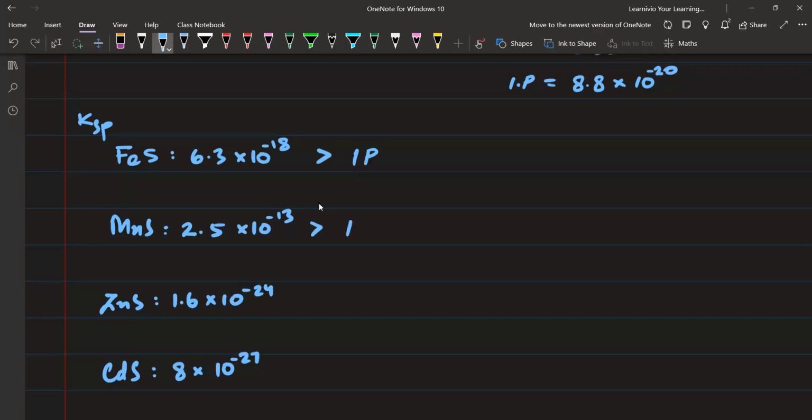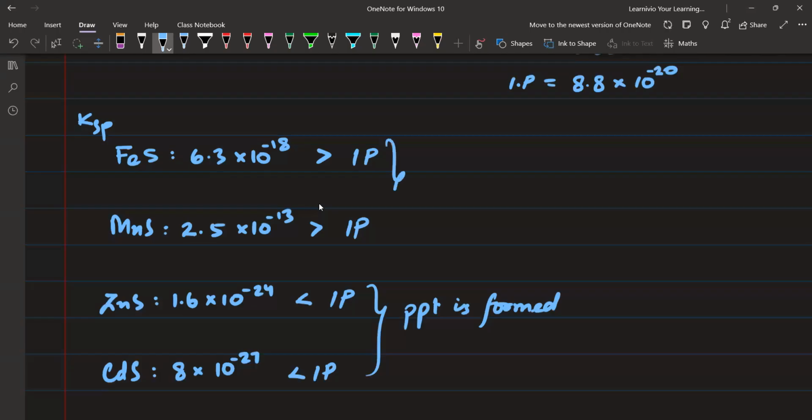Here also this is greater than IP. In this case the IP is greater. In this case also the IP is greater. So where the IP is greater, in this case the PPT will occur. PPT is formed, and in these two cases PPT will not be formed.